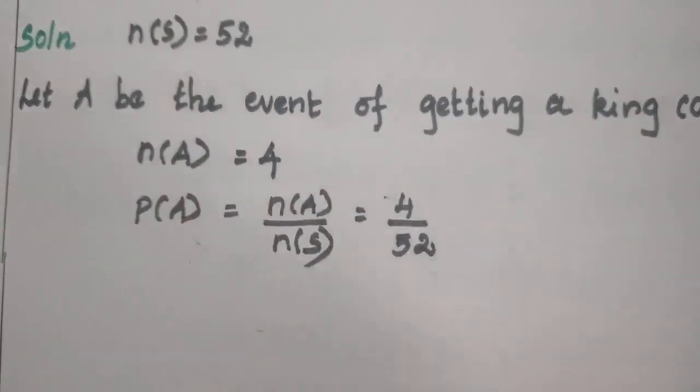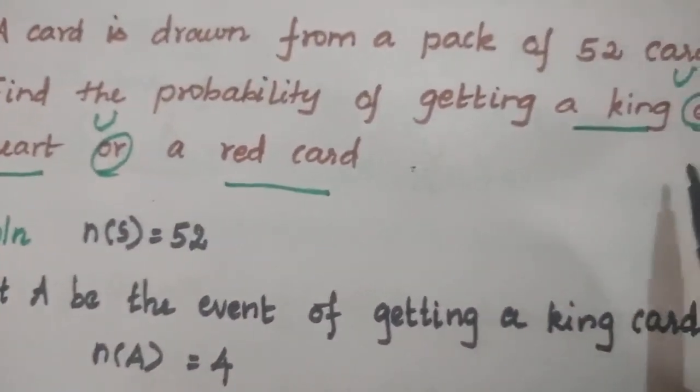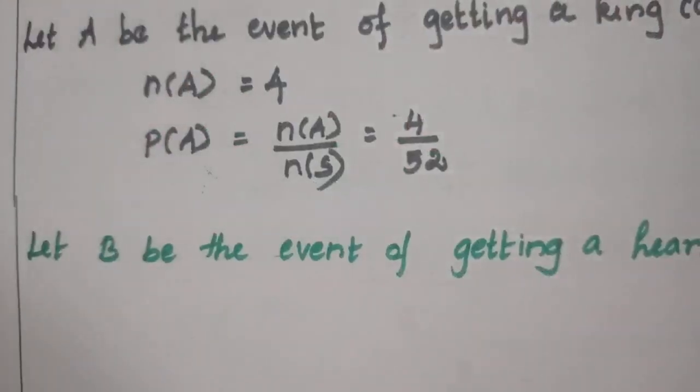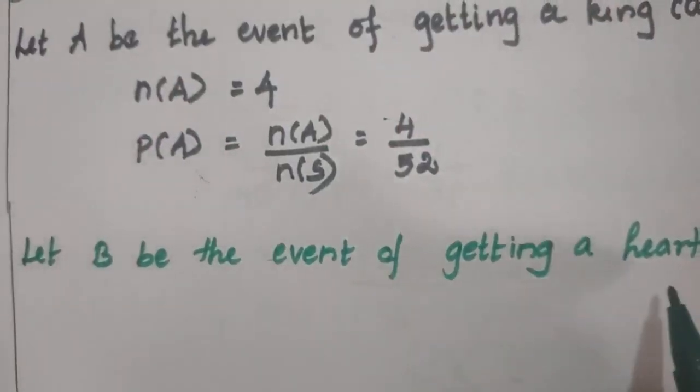Now we are going to write the next event. So the next event is getting a heart card. Let B be the event of getting a heart card.